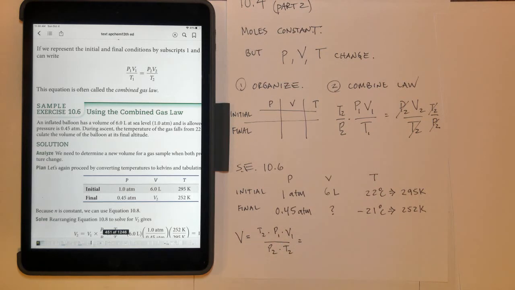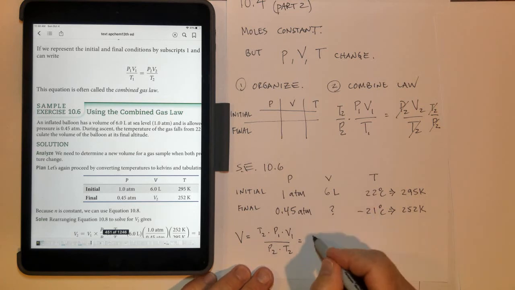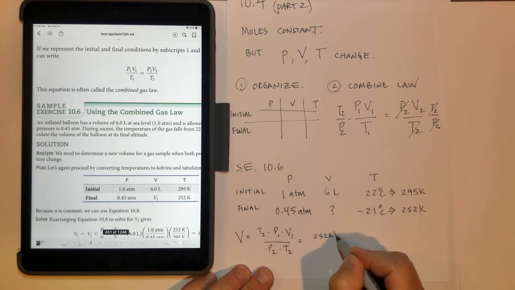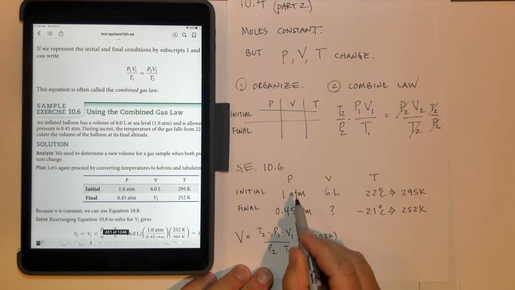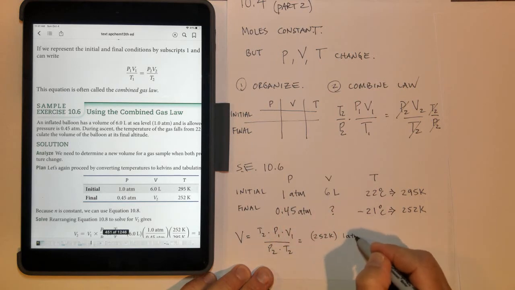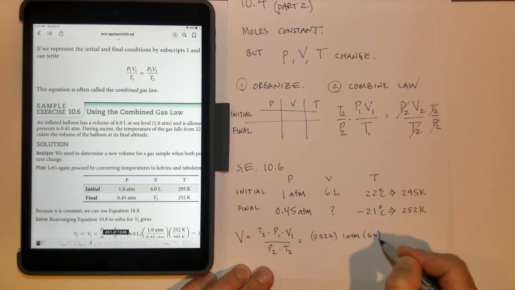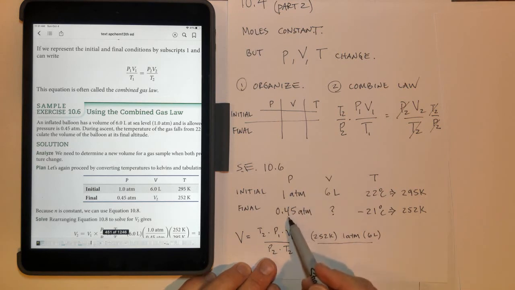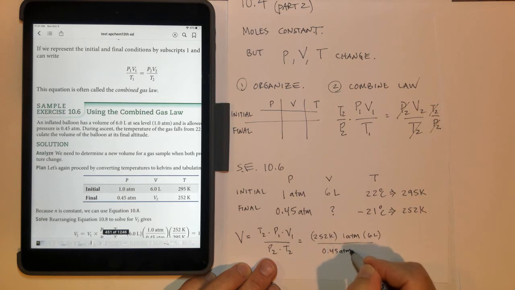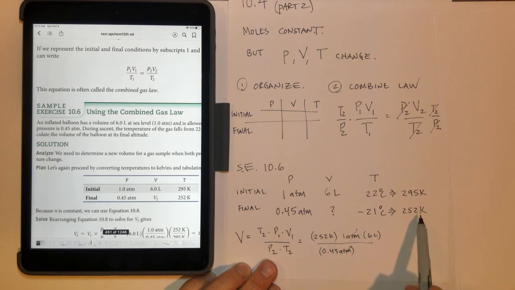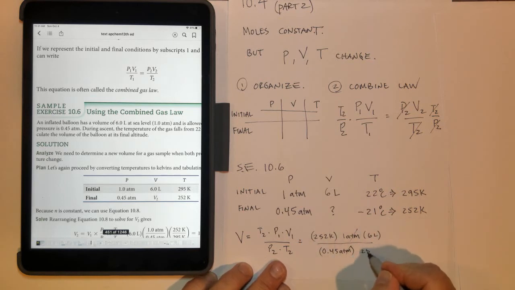Now we can put our numbers in. Temperature 2 is 252 kelvins. Pressure 1 is our initial pressure of 1 atmosphere. And our volume 1 is 6 liters. Then on the bottom, pressure 2 is 0.45 atmospheres. Notice how my atmospheres are going to cancel with my atmospheres.